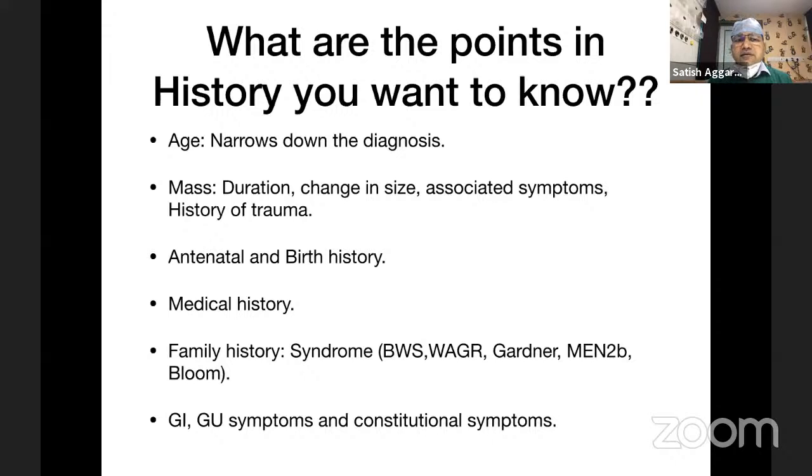And then the duration of the mass, how did it start, any associated symptoms, history of trauma, then antenatal and birth history. It's very good to go through the antenatal scans to see if there was any indication of congenital swelling, and then the usual features in the history, family history, especially to pick up syndromic associations like Beckwith-Wiedemann syndrome, WAGR, Gardner, MEN, Bloom, several syndromes.